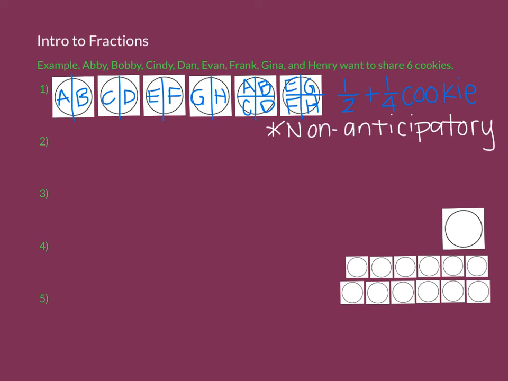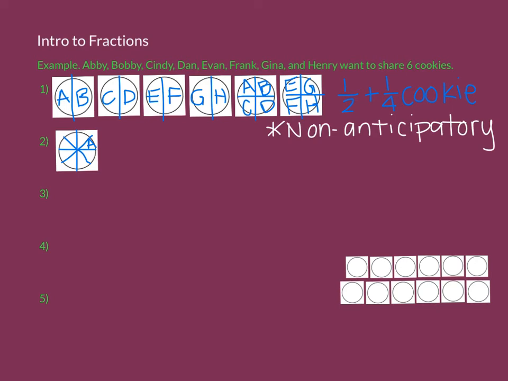Another strategy that students might use is they might draw 1 cookie, and then what they might do is split it into 8 equal parts. So let's go ahead and do that. After they split it into 8 equal parts, they would give 1 piece from each of the 6 cookies to each person.